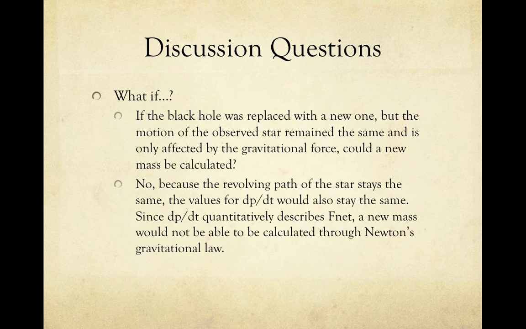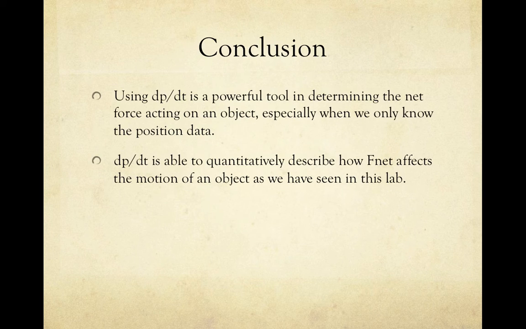The next discussion question is the what if. If the black hole was replaced with a new one, but the motion of the observed star remained the same and is only affected by the gravitational force, could a new mass be calculated? In this case, no, because the revolving path of the star stays the same, and the values for dp/dt would also stay the same. Since dp/dt quantitatively describes Fnet, a new mass would not be able to be calculated through Newton's gravitational law. In conclusion, using dp/dt is a powerful tool in determining the net force acting on an object, especially when we only know the position data. dp/dt is able to quantitatively describe how Fnet affects the motion of an object, as we have seen in this lab. Thank you.